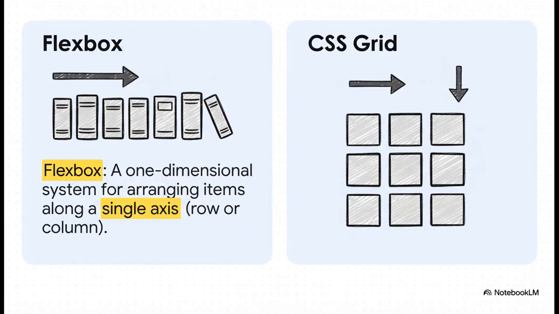These two tools do different things, but they work together perfectly. Flexbox is your go-to for arranging things in a single direction, either in a row or in a column. Think of it like neatly organizing books on a shelf. CSS Grid, on the other hand, is for the whole two-dimensional layout of the page, letting you control both rows and columns at the same time.